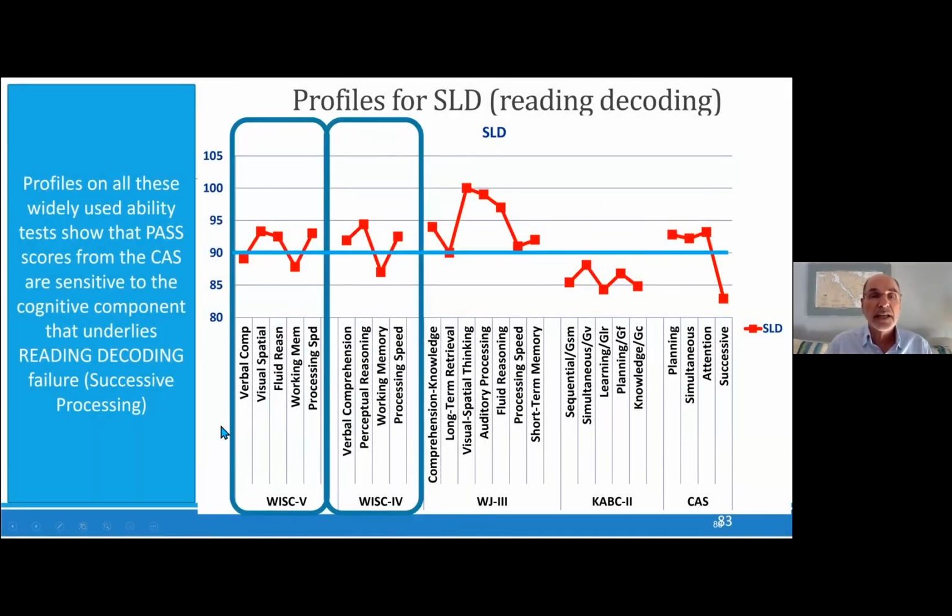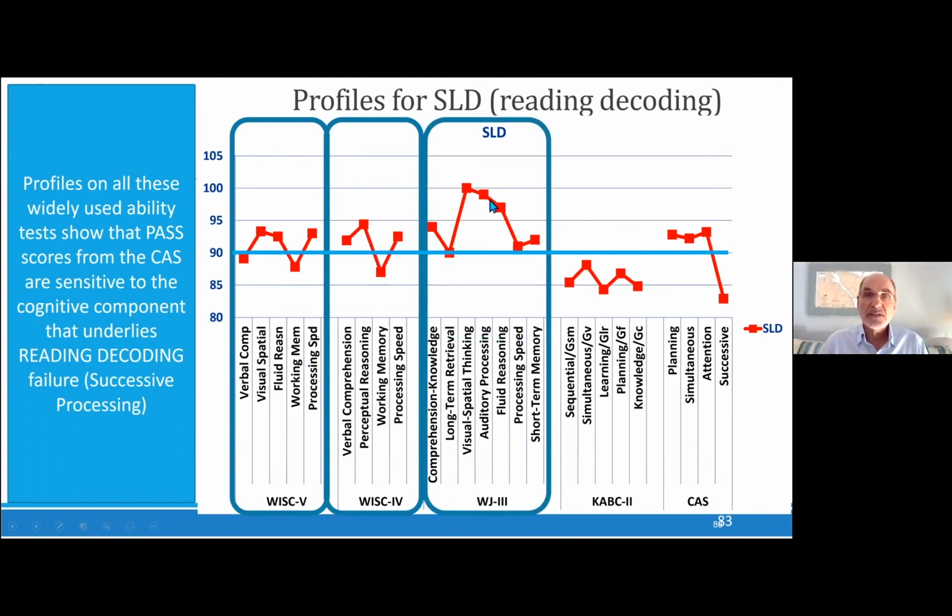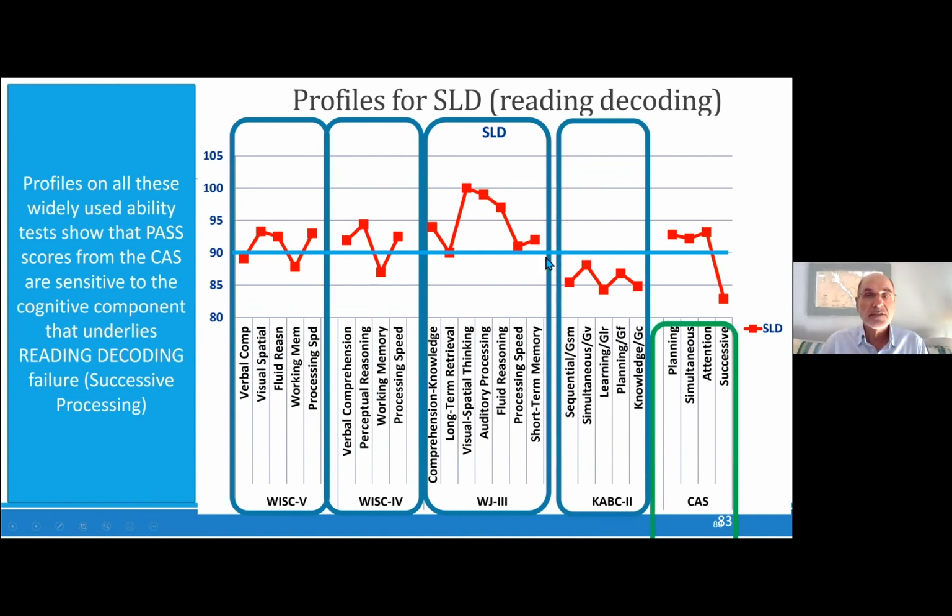And in this slide, there's a lot of information here, but here's what I did. These are five studies that have been done on children with reading decoding failure. These are the dyslexic children. Dyslexic children are the ones with the reading decoding failure. On the WISC, they're above 85 on everything, a little low on working memory, and WISC-5, WISC-4, pretty much a similar pattern. On the WJ, everything is 90 or above. KBC, everything's flat. But look at the CAS.